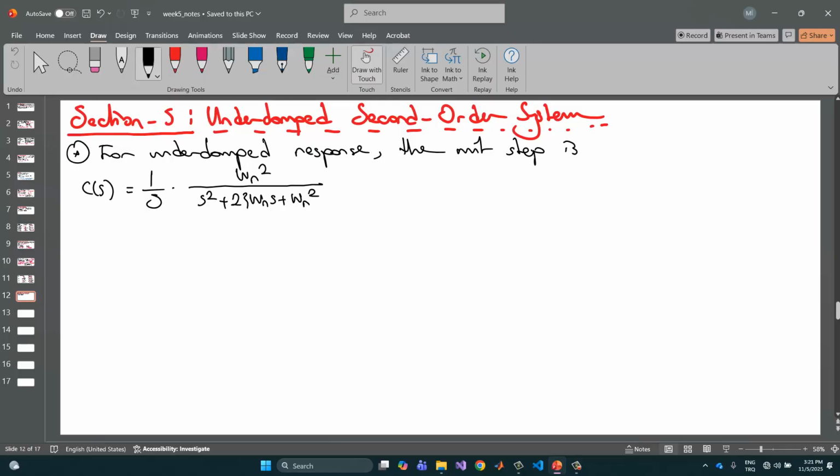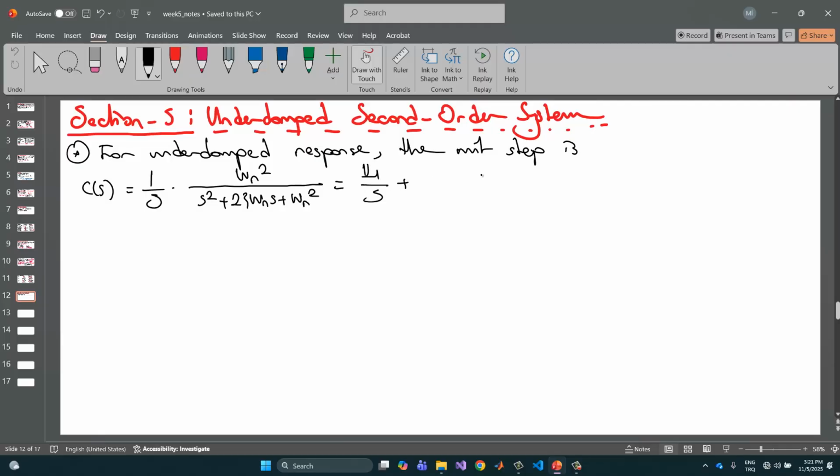Okay? Maybe zeta is 0.1 or Wn is 1. Maybe zeta is 0.3 or Wn is 0.2. But this is the general form. Okay? We can write it. If we apply the unit step response, we will get it in general form. Any type of the second order system is equal to this one. Okay? So, what about this?